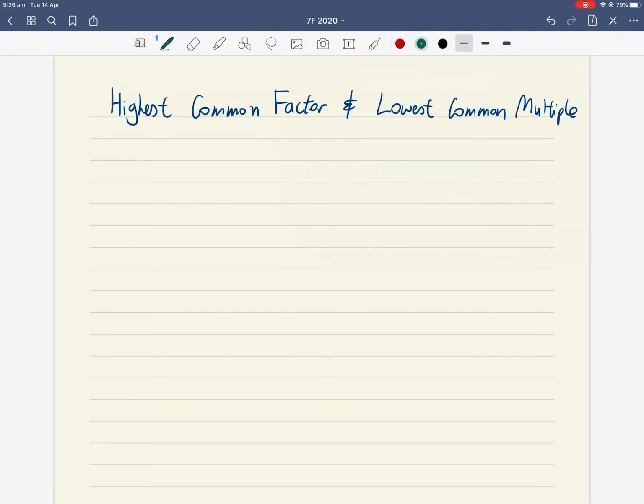We abbreviate highest common factor with the letters HCF, and we abbreviate lowest common multiple with LCM. No, not those snack bars you buy at Coles or Woolies, but lowest common multiple, LCM. So what exactly are they? The names themselves kind of give it away.